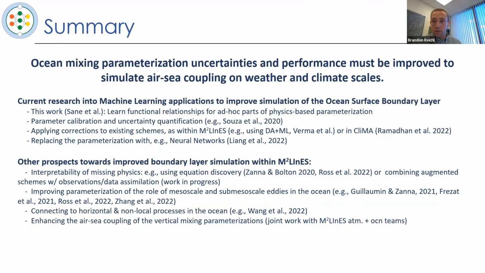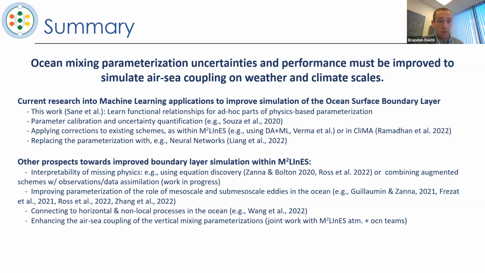So now I want to just wrap up with a quick summary of what I just talked about. Hopefully I've convinced you that ocean mixing parameterizations must be improved for the sake of continuing to improve our ability to simulate weather and climate problems. There are a lot of current machine learning applications being investigated to improve simulation of the ocean surface boundary layer, like what I just talked about, the parameter calibration and uncertainty quantification, like what Greg just talked about.